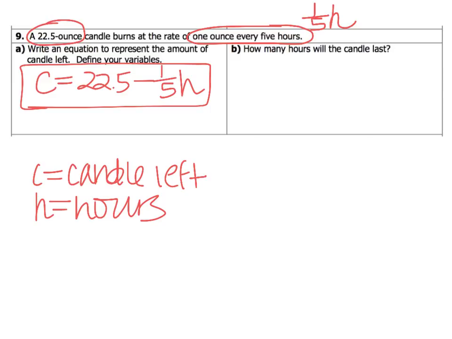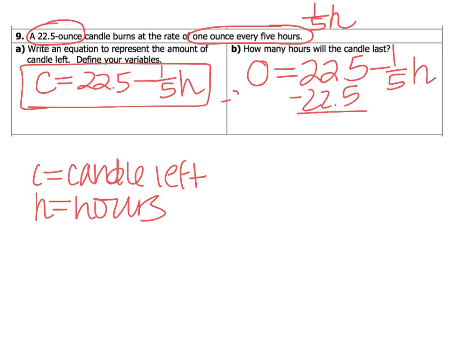So how many hours will the candle last? What we want to know is how many hours until there's 0 ounces left, until the entire candle is burned. So what is H when C equals 0? So we're going to plug 0 in for C, and then we're going to solve for H. Now, subtract 22.5. These will cancel out. We're left with negative 22.5 equals negative 1/5 H.